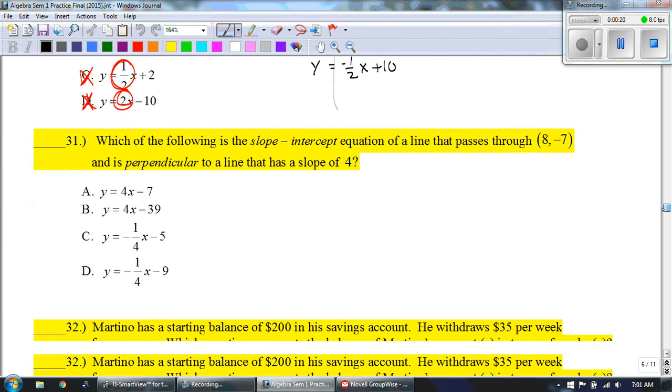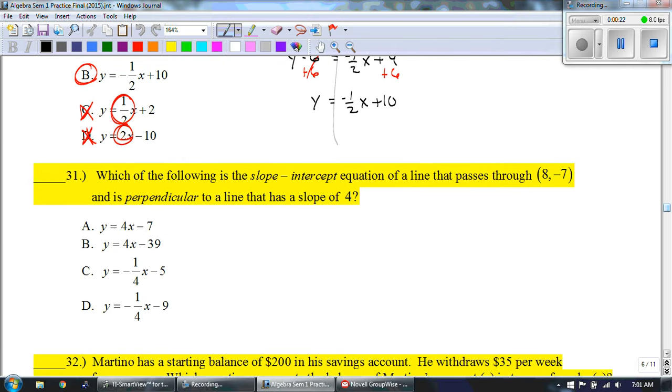I'll get there soon. Okay, so which of the following is the slope-intercept equation of a line that passes through (8, -7) and is perpendicular to a line with a slope of 4? So I need it perpendicular to that slope.